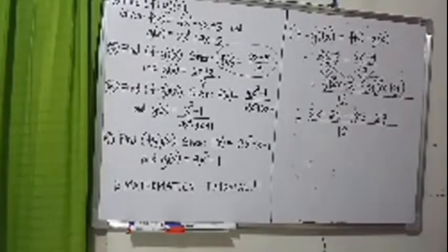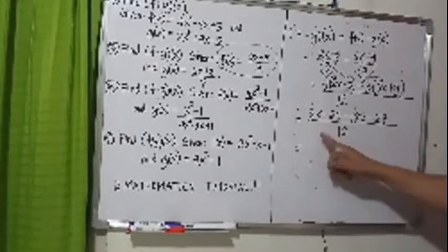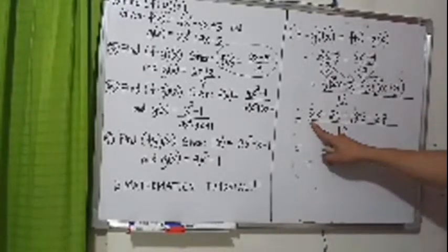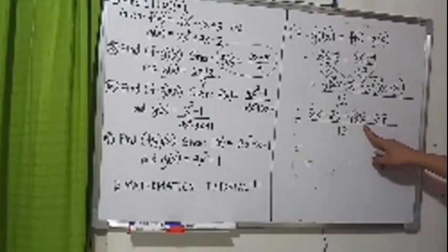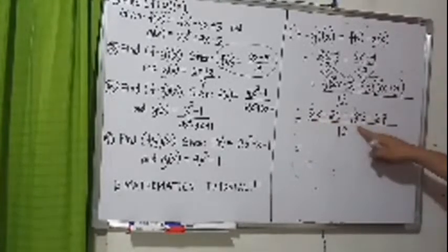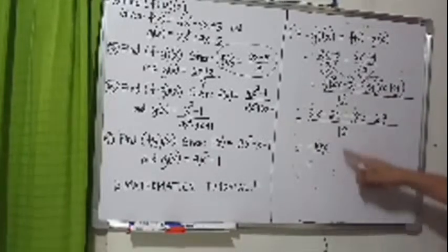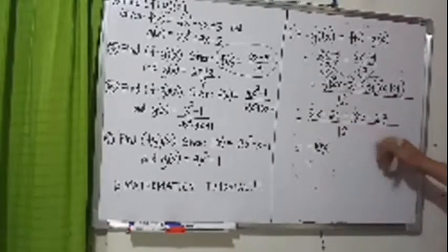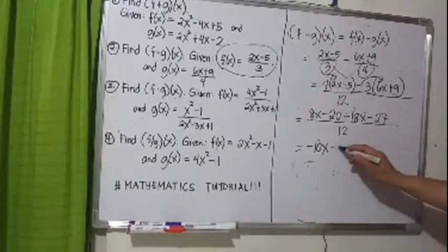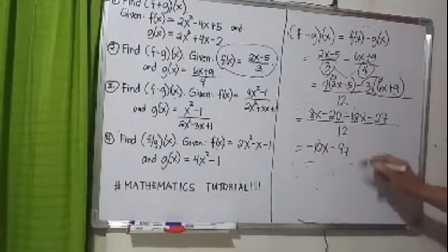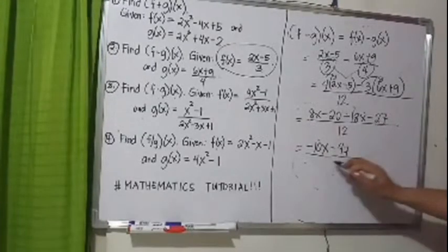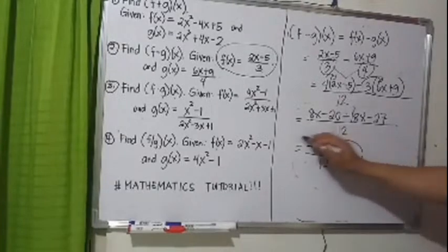Okay. Next, i-simplify pa rin natin. So, simplify 8x minus 18x, like terms. So, 8 minus 18, that is negative 10x. Then negative 20 minus 27, that is negative 47 over 12. Oh, ito na yung sagot kanina.